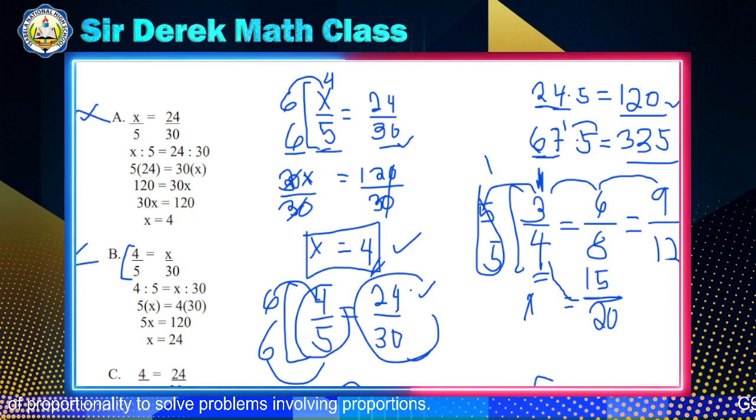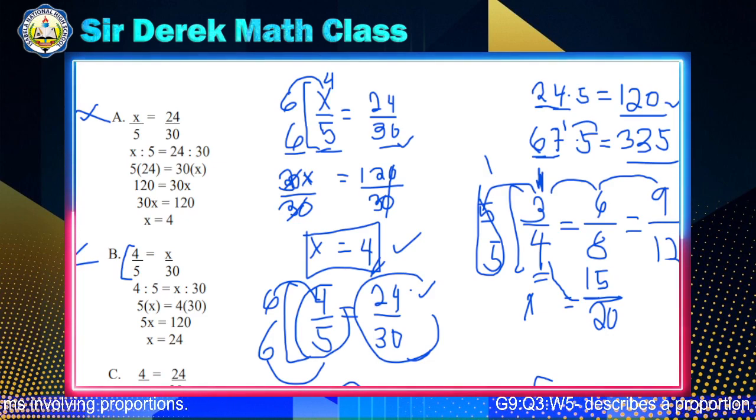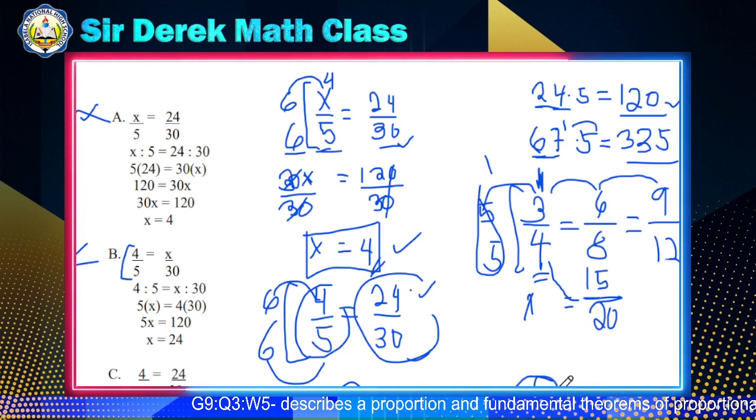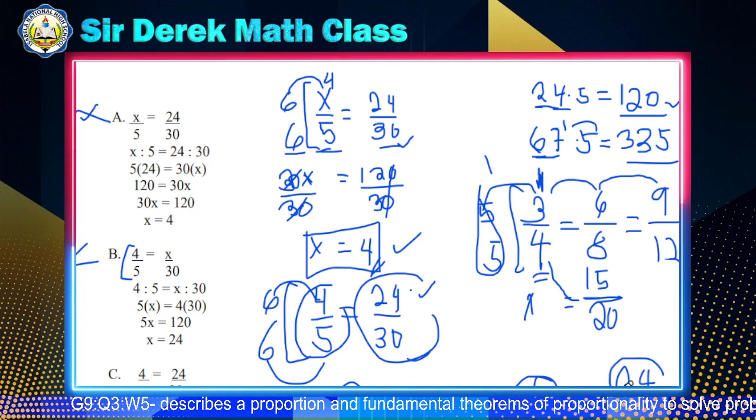The same. You think of a number that if we multiply by 5, we will get 30. That number is 6. 6 times 5 equals 30. Now, the same case tayo, kung anong multiply mo sa denominator, yun din also multiply sa numerator. So, 6 times 4, that is 24. That's why the value of x is 24.